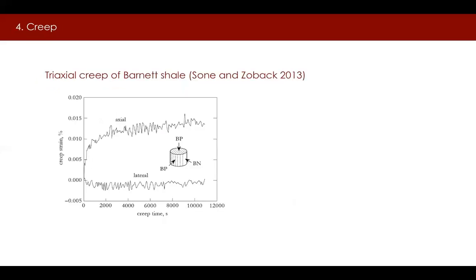It turns out that there is not much difference between the two viscoplastic formulations, as demonstrated in the simulation of triaxial creep of Barnett Shale, in which the bedding plane is oriented in the vertical direction. Here, BP is bed parallel, whereas BN is bed normal. The slide shows the experimental results by Sone and Zoback.